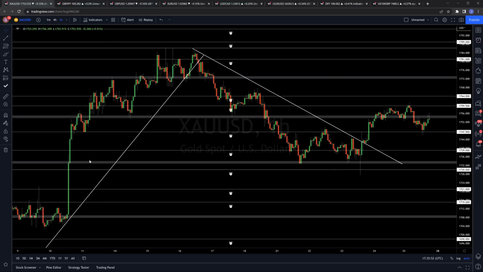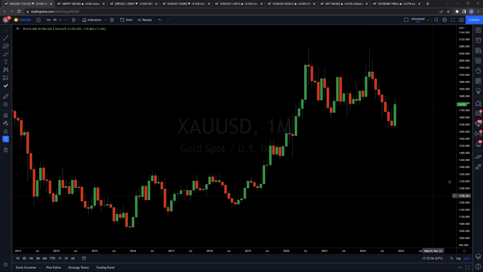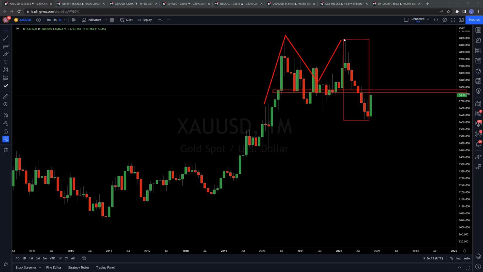Now, when we're coming to look at gold here in the higher time frames, very similar idea. All we have really done is break below a double top neckline in a key price sensitivity area after having months and months of consecutive downside, right?